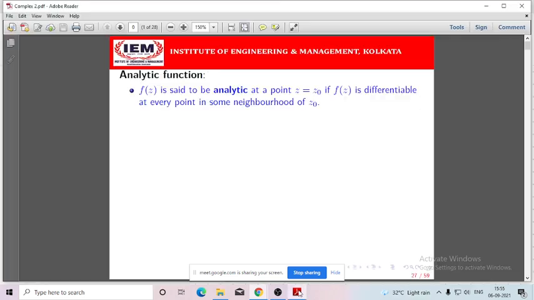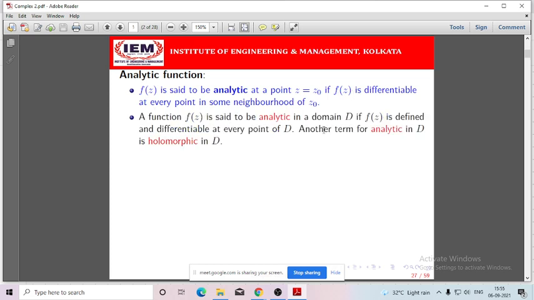Okay. So f(z) is analytic at a point means f(z) is differentiable at every point in some neighborhood of z0. Then function is analytic in a domain means I can consider any point in the domain and around that point the function is differentiable. Another term for an analytic function in domain D is the holomorphic function in D. Then the entire function: functions which are analytic in the entire complex plane are called entire functions. Okay. So these are broader concepts compared to the differentiability of a function.